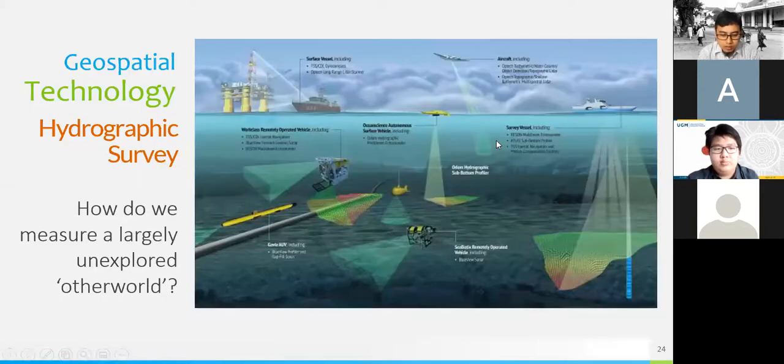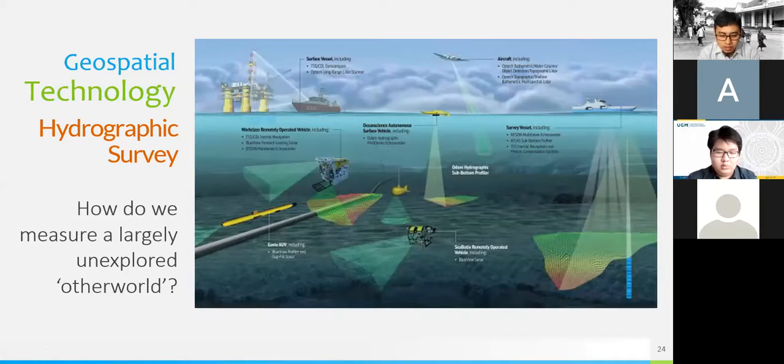And also let's not forget about hydrographic survey. We can monitor the surface of the Earth. Like I said earlier, we have satellites monitoring our border. We have satellites monitoring our urban area. But the thing is that the sea is something else entirely. So we need to have a different technology to map the bottom of the sea.